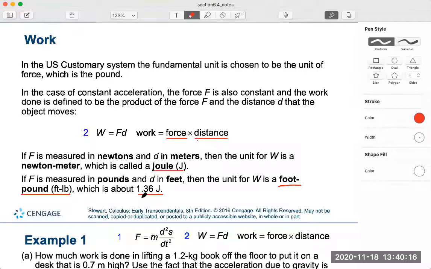So the US is powerful, right? So we use our own system, but elsewhere in the world, we normally use meters for distance and kg for weight. It's a little different. It's fine.